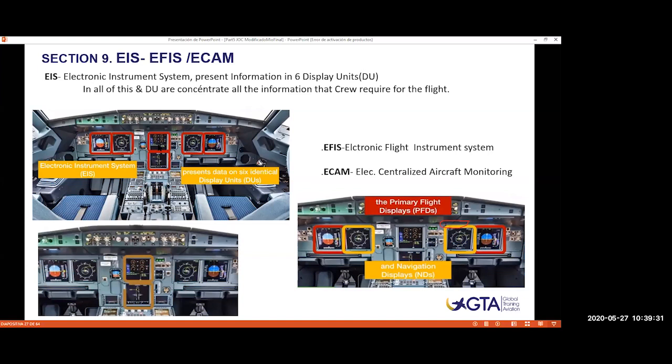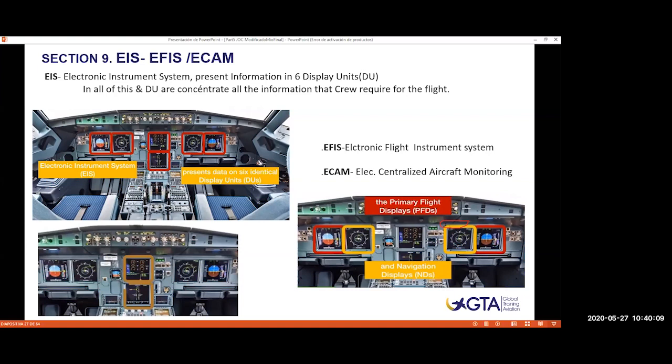Okay, there are six display units, not television, not displayed unit. There are screens where we have information in our flight. Why? Because we're talking about glass cockpit. We have to forget the electromechanical instruments. Here is different.